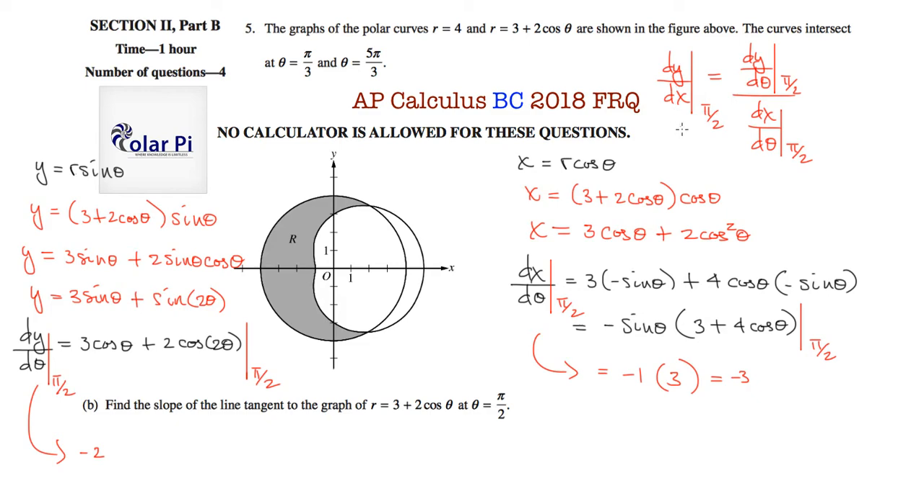So we've got dy dx at pi over 2, which is dy d theta at pi over 2 divided by dx d theta at pi over 2, which will end up being negative 2 divided by negative 3. Negative 2 divided by negative 3 is going to equal 2 over 3. And this completes part B.